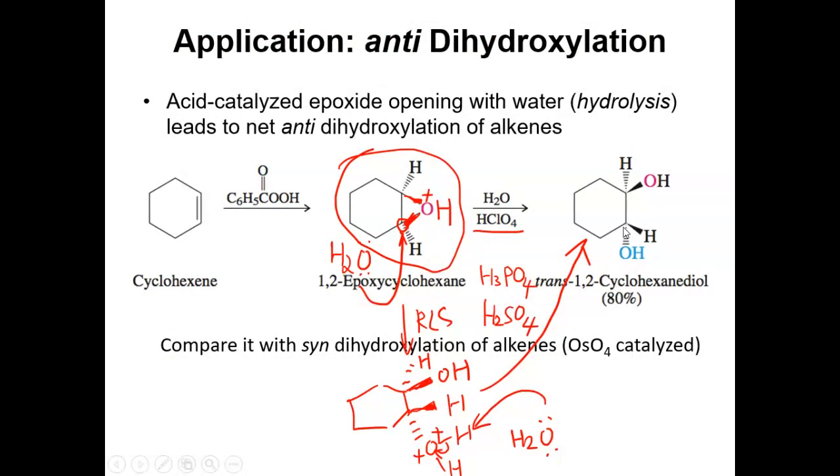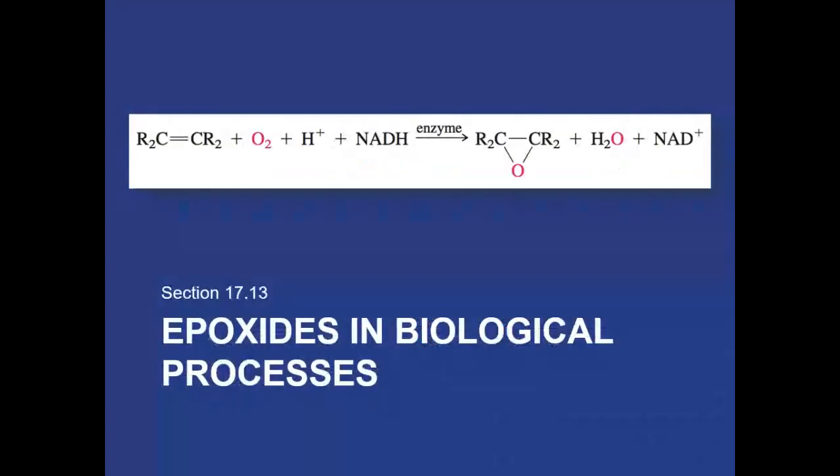So the mechanisms are different. It's an interesting way, they basically provide us two approaches that can give us vicinal diols with different stereochemistry. One is a cis diol, one is a trans diol. Any questions so far about this ring opening reaction of epoxide?